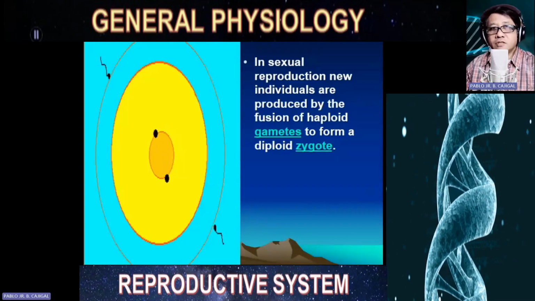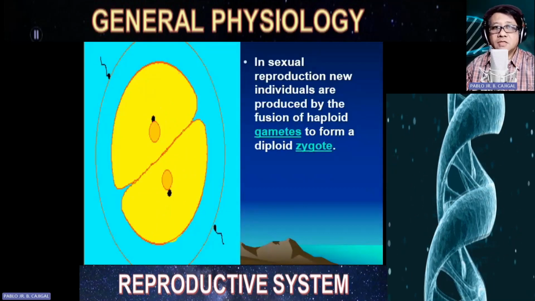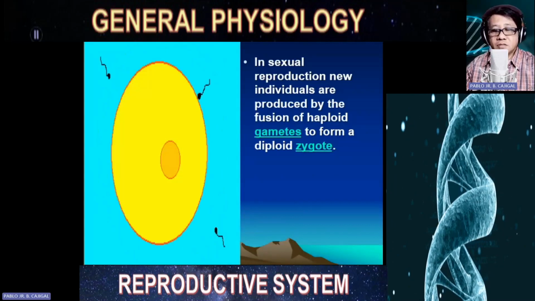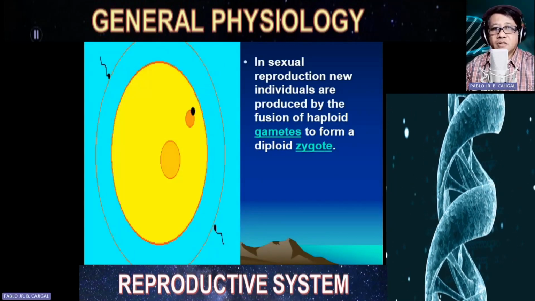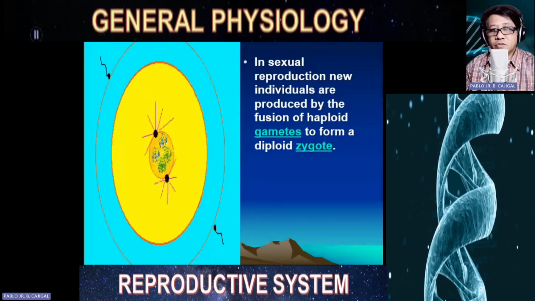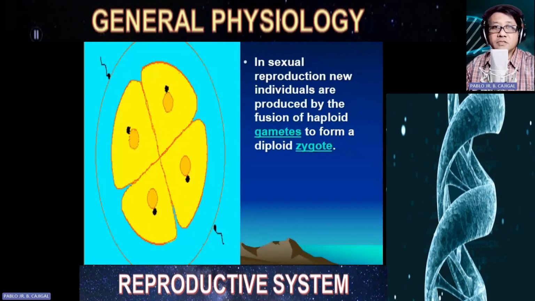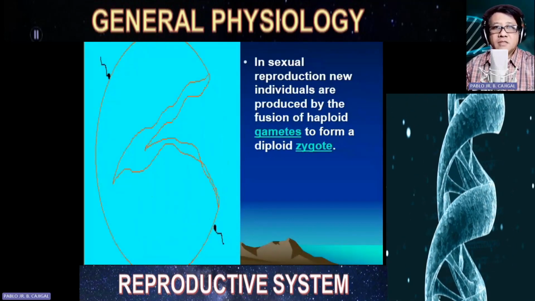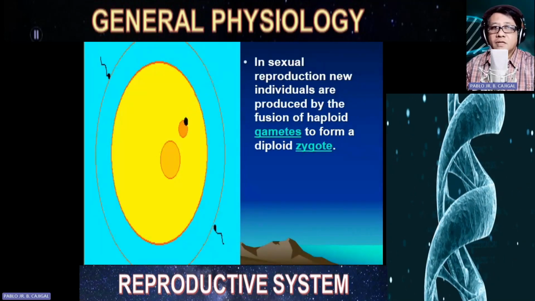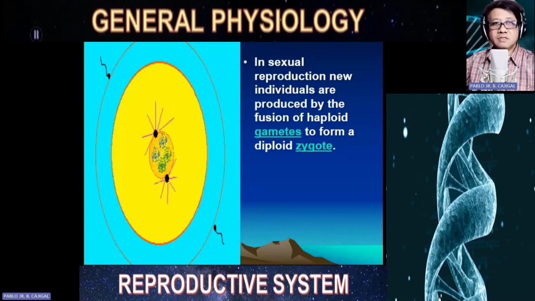Sexual reproduction involves the production of new individuals by the fusion of haploid gametes. I guess you know the term haploid, wherein the cell contains only half the number of chromosomes, through meiosis. And when these two haploid gametes unite, they form a diploid cell, which is known as a zygote.